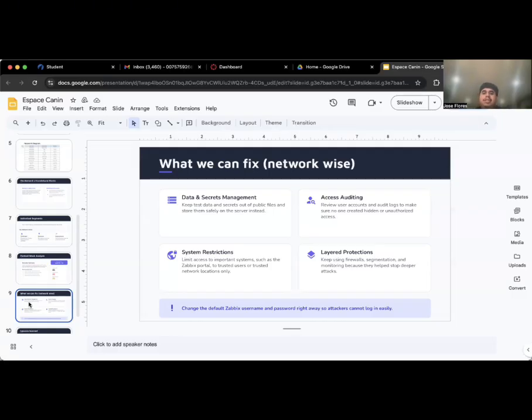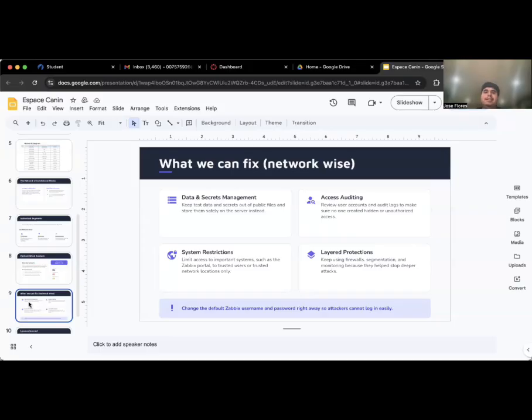So to start off, we have data and secret management. Right now, some of the test credentials and sensitive data are sitting in places that they shouldn't be. A good fix could be to set aside server-side storage for them, to keep them out of the shared files.